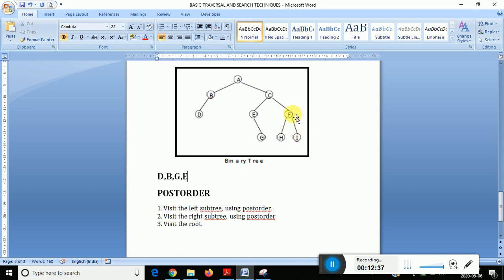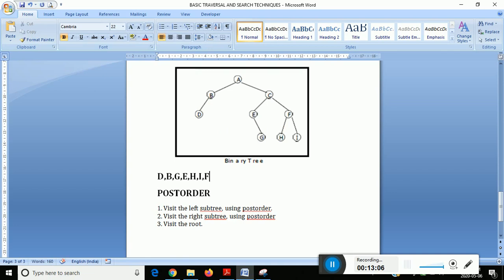In this right nodes, which one is the left node? H is the left node. Then I is the right node. Then F is the root node. So we have completed this both. First we have visited this. Next we are visiting this. This part is completed. This part is completed. I and F.